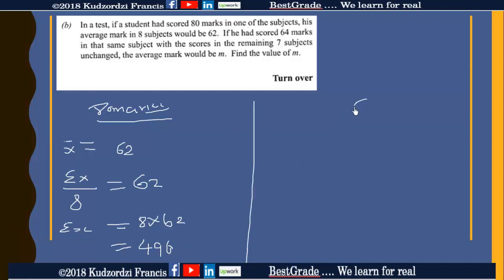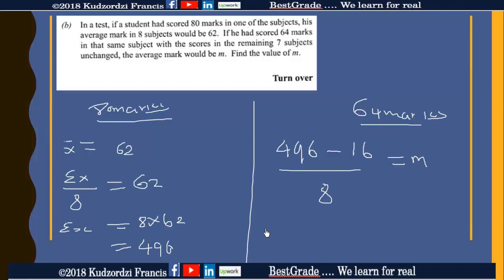Now, if he has scored 64 marks, then his total marks wouldn't have been up to 496. Total marks would have been 496 minus the difference between 80 and 64, which is 16, over 8. And this would have given us the m. So we know that our m will now be equal to 480 divided by 8, and this would have given us 60 marks. So the m is equal to 60 marks, meaning that you would have scored an average mark of 60. You have scored 64 in one of the subjects.